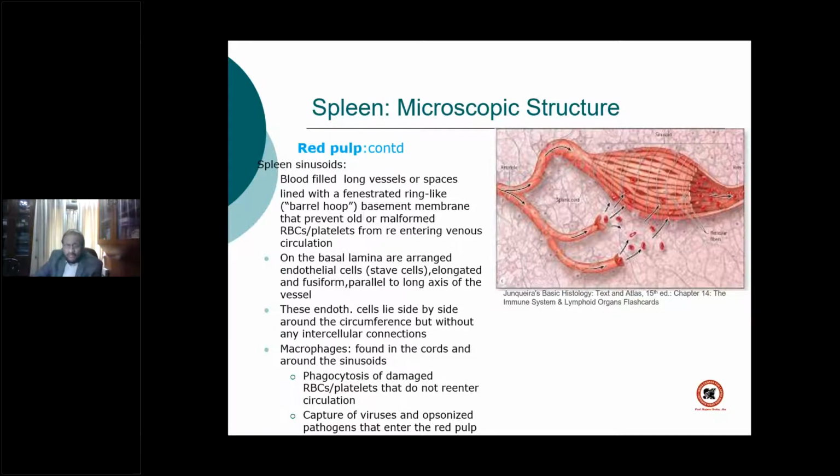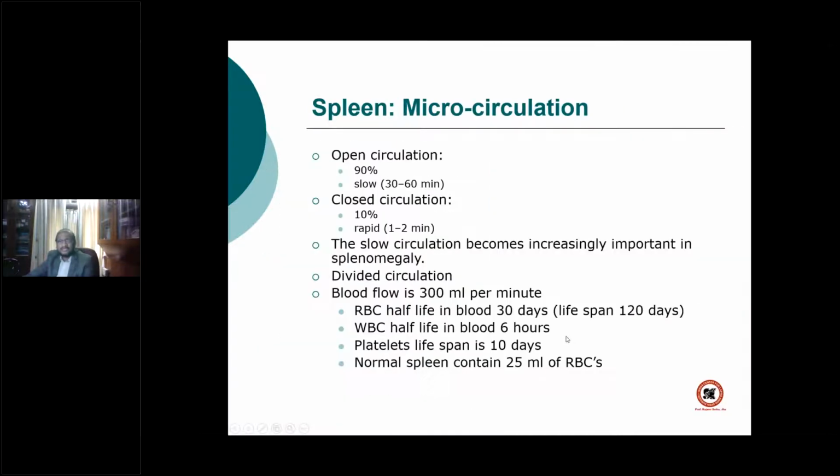Now, macrophages are found in the cords and around the sinusoid. You have the macrophages here in the cords, around the sinusoids, and these are basically responsible for taking care of the deformed RBCs which have been filtered in the particular area. They will also capture the viruses and opsonize the pathogens which are entering the red pulp. So that is what the microscopic structure is all about.